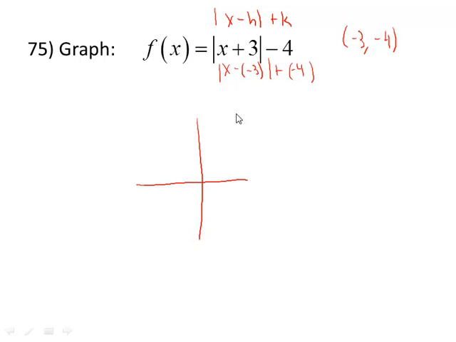This absolute value function will open upwards because it's positive, not negative. -3, -4 is where our graph will bottom out. It'll move up from there. I'll show you a more precise graph on the next screen.